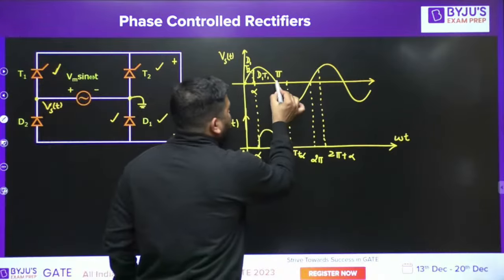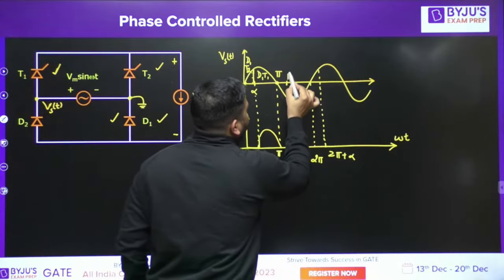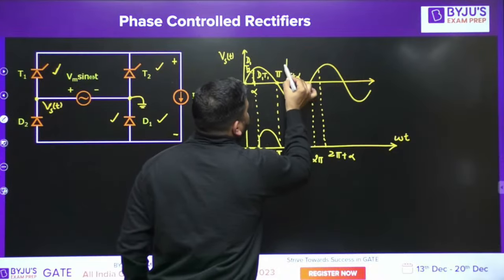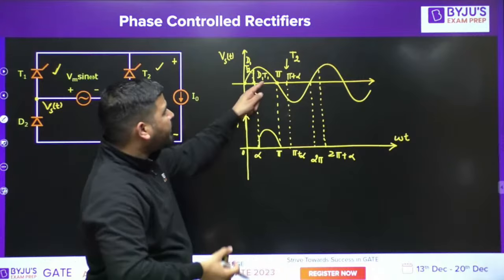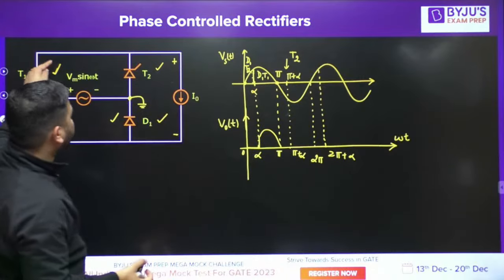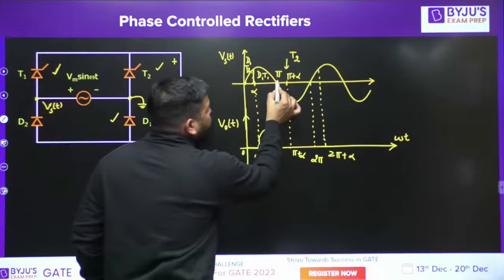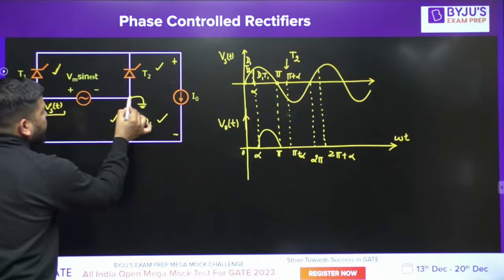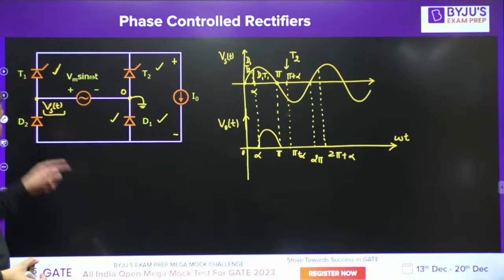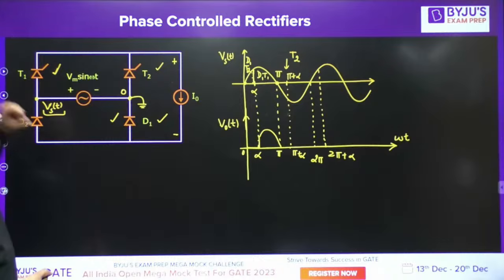Now what will happen after pi? T2 will start conducting at pi plus alpha. At this instant T2 will start conducting, but before that T1 is conducting for sure. It means even after pi T1 will keep on conducting, but we know that after pi supply voltage becomes negative. So this is negative now, this is 0 now. Which one is lowest? This point is lowest. So now you can say that D2 and T1 are conducting.